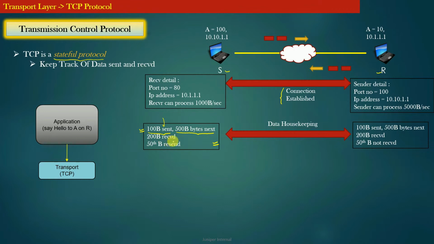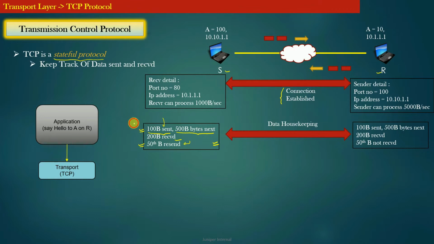The TCP on the sending side is also keeping track that 200 bytes of data have already been received from the receiver R. Remember, the TCP connection is a duplex connection. The flow of data happens in both directions. TCP also keeps track of which byte needs to be resent.